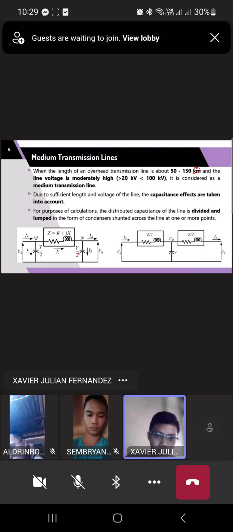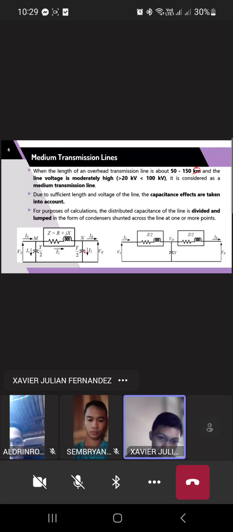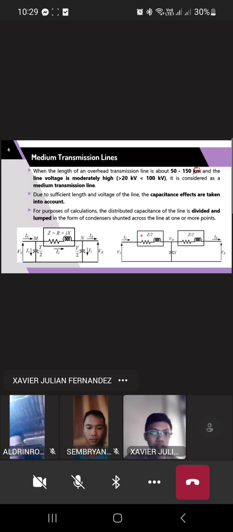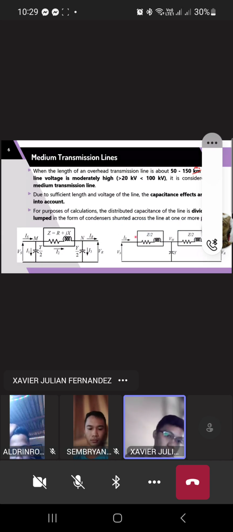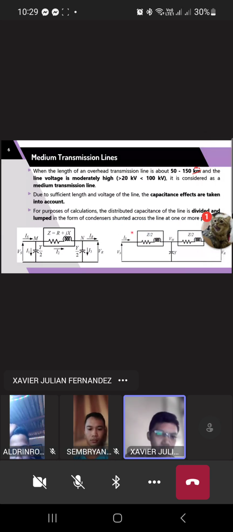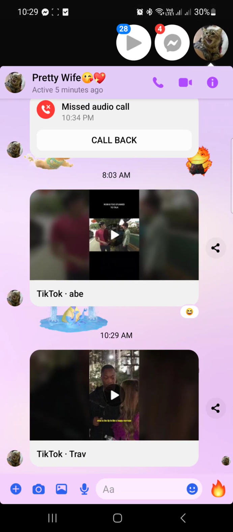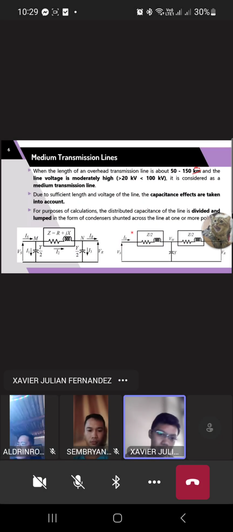Whereas in the nominal T, instead of the shunt admittance being divided, it's the series impedance that is divided. Okay? Please remember what is being divided in the nominal T and nominal pi. But later on, next week, we will discuss the medium transmission lines.